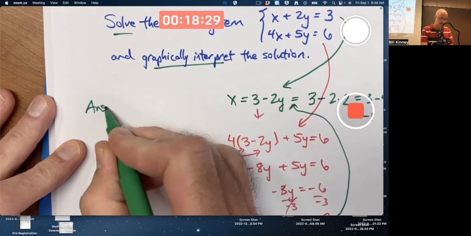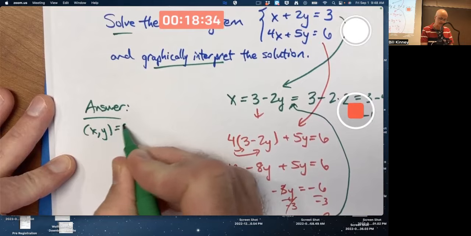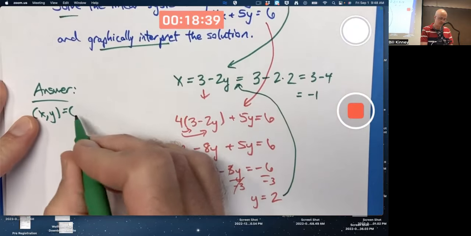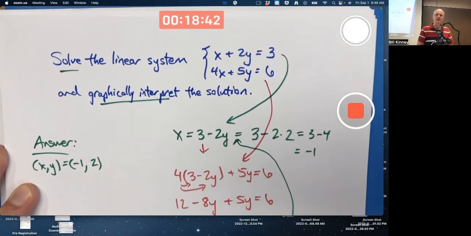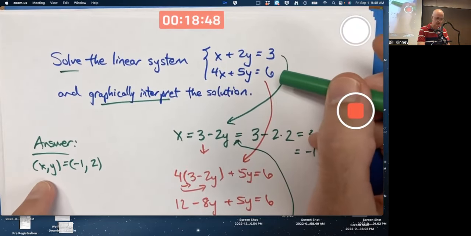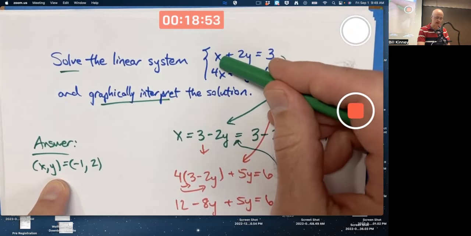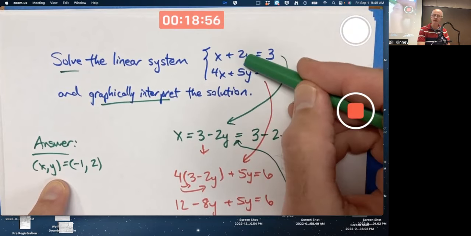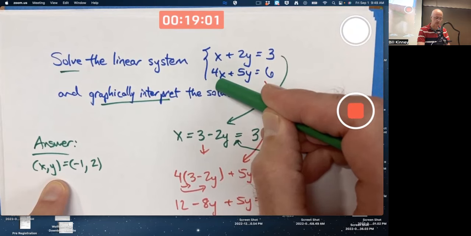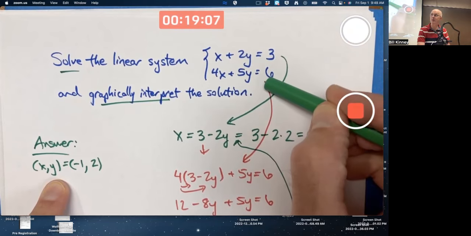The answer seems to be, if I've not made a mistake, the point with coordinates x is negative 1, y is 2. Negative 1, 2. You should check it. It's got to solve both equations. When you replace x with negative 1 and y with 2 in both equations, you should get two true statements. If x is negative 1 and y is 2, you get negative 1 plus 4 is 3. Yes. If x is negative 1, here you get negative 4, and y is 2. 5 times 2 is 10. Negative 4 plus 10 is 6. Yes, it works.